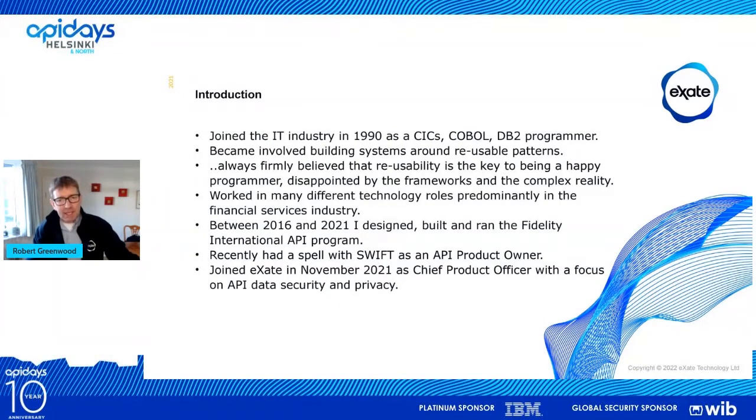I've worked in many different technology roles, predominantly in financial services, but really between 2016 and 2021, I designed, built and ran the Fidelity International API program in many roles within there. I recently had a spell with Swift, who I'm sure everyone is now aware of, as an API product owner. Thank you, Alan, for bigging up API product owners earlier on. And I joined eXate, my current organization, in November 2021 as the Chief Product Officer, with a big focus on API data security and privacy.